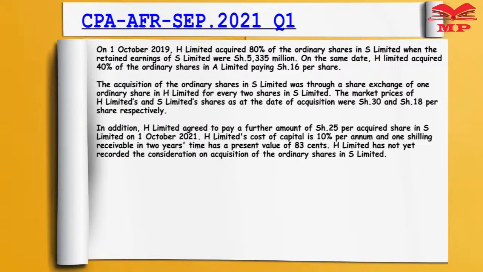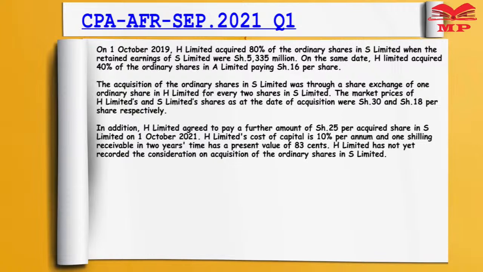The market prices of H Limited's and S Limited's shares as at the date of acquisition were 30 shillings and 18 shillings per share respectively. In addition, H Limited agreed to pay a further amount of 25 shillings per acquired share in S on 1st October 2021.